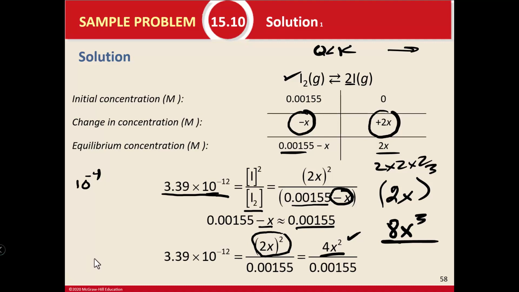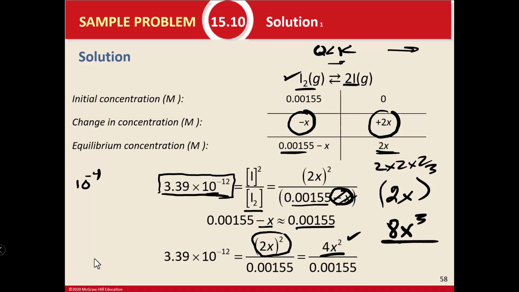But it makes it so much easier because we assume this x is negligible compared to this, because what this is saying is, even though this reaction's going to go to the right, it's not going to go far to the right because it has such a small equilibrium constant. That tells you that the reactant is favored over the product. So very little change is going to occur on this side of the reaction.